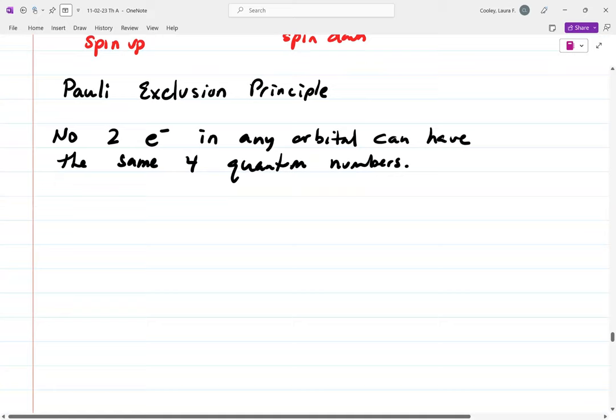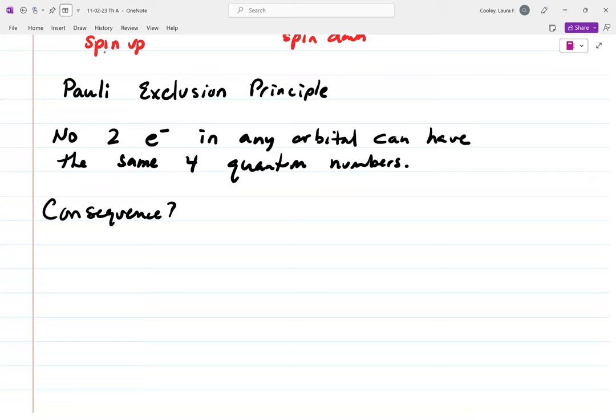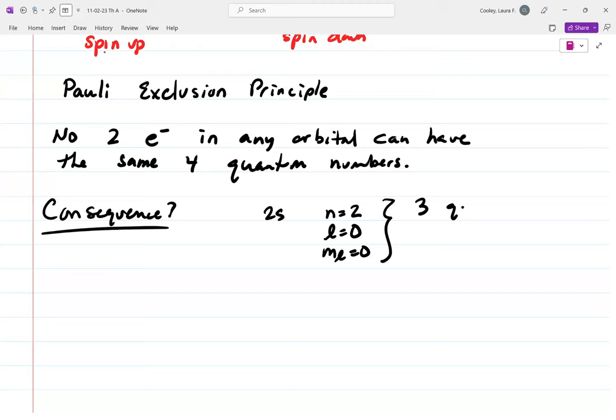All right, so let's think about what the consequence of this would be. When you have an orbital, let's say the 2s orbital, that means that n equals 2, l equals 0, and m sub l equals 0. Every orbital is characterized by three quantum numbers, the n, the l, and the m sub l. So the Pauli principle says no two electrons in any orbital can have the same four quantum numbers. But if they're in the same orbital, they already have three quantum numbers that are the same, because they're in the same orbital. So they have the same n, l, and m sub l.